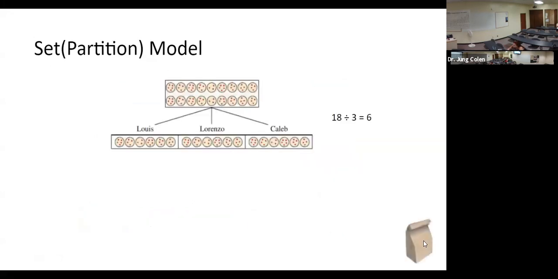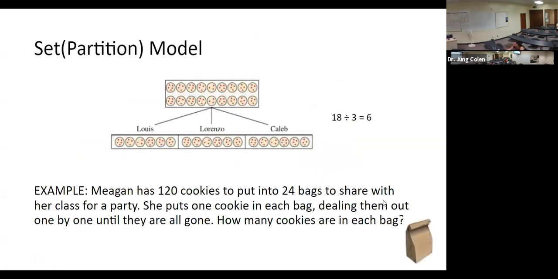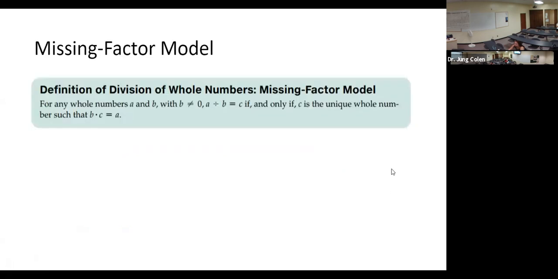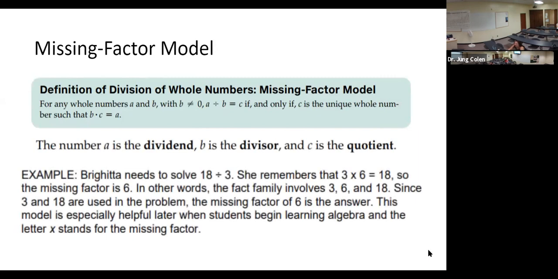We did models like the set model and partition models, and some problems are not easy to do with partition, so I want you to have a smaller number for that. We also talked about the missing factor model, and we can use the relationship between multiplication and division when we do missing factor. We also talked about the terminology: the number that is divided, the first number, is the dividend. The number that is dividing is called the divisor, and the answer is the quotient if there's no remainder, right?